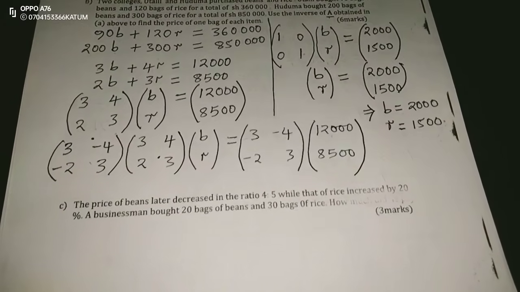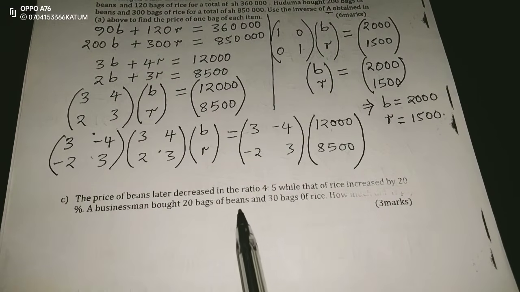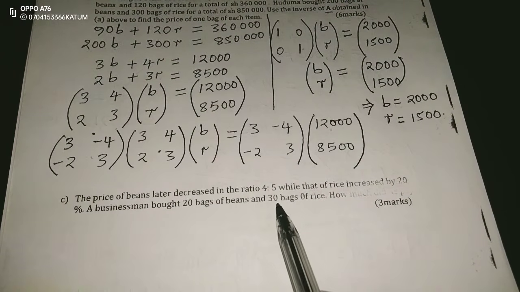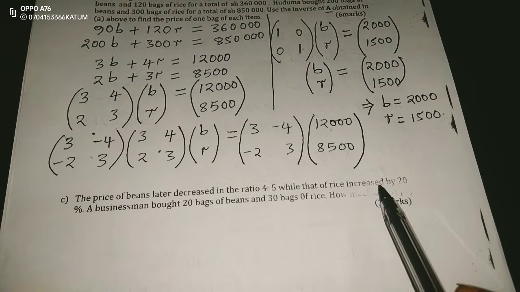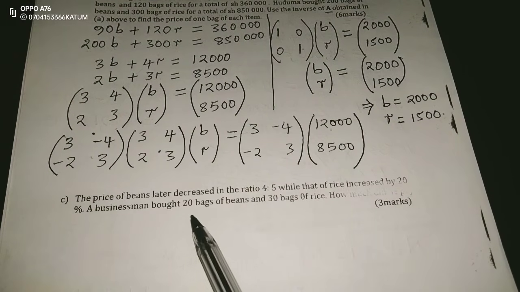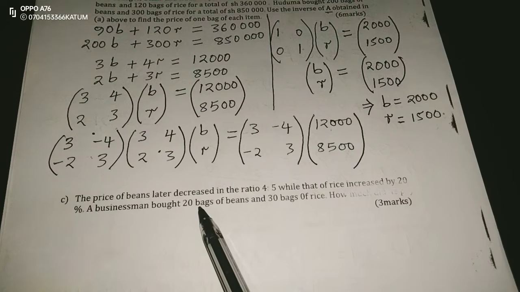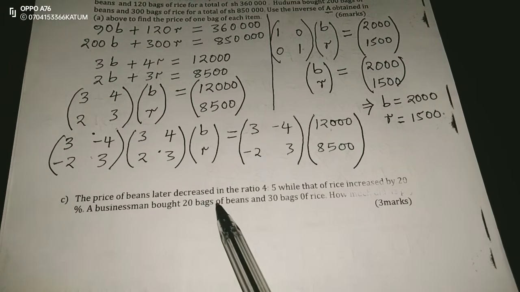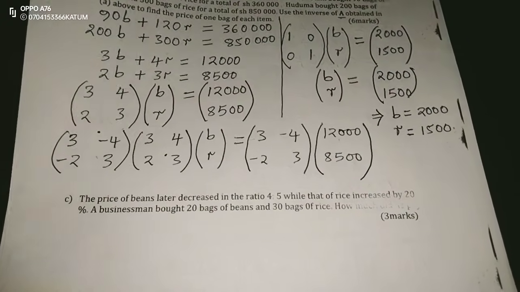Finally, we got a part C here. The price of beans later decreased in the ratio 4:5, while that of rice increased by 20%. A businessman bought 20 bags of beans and 30 bags of rice. How much did he spend?